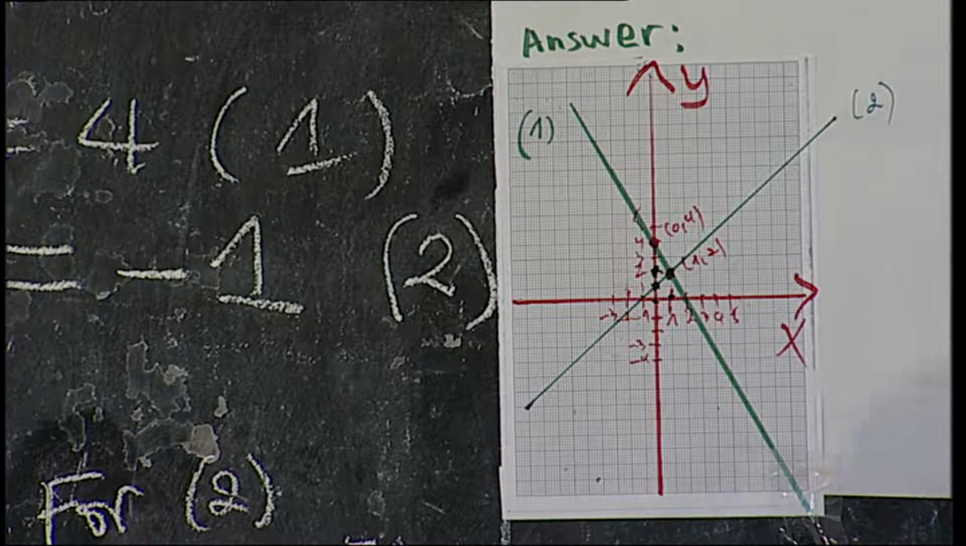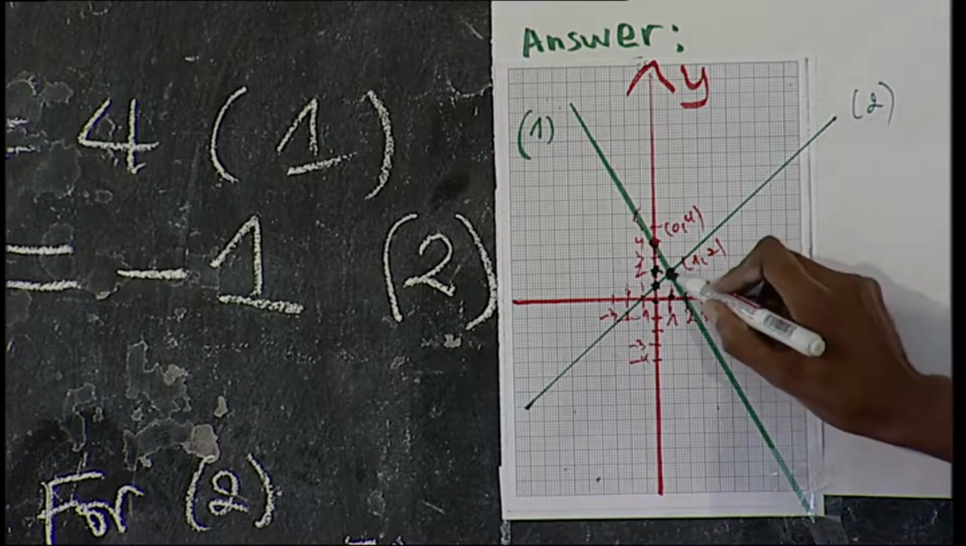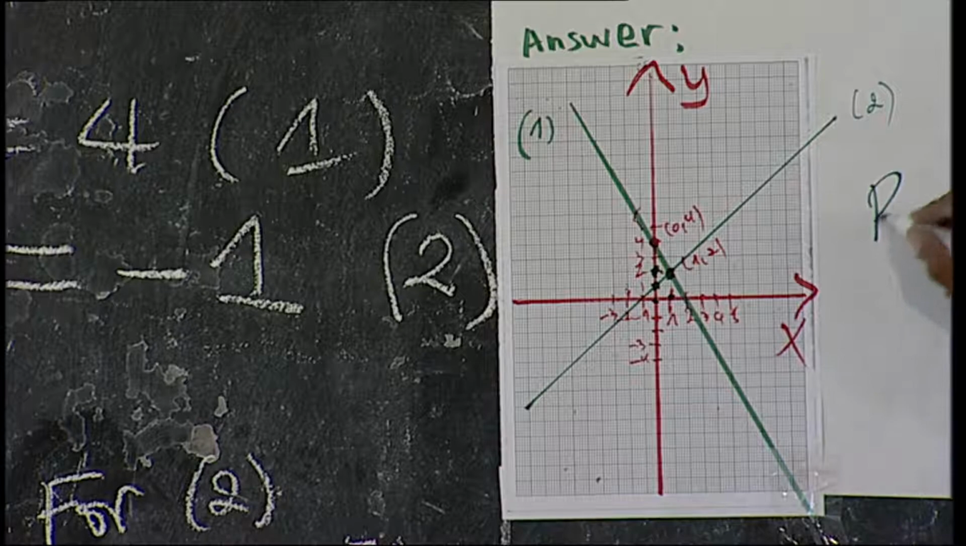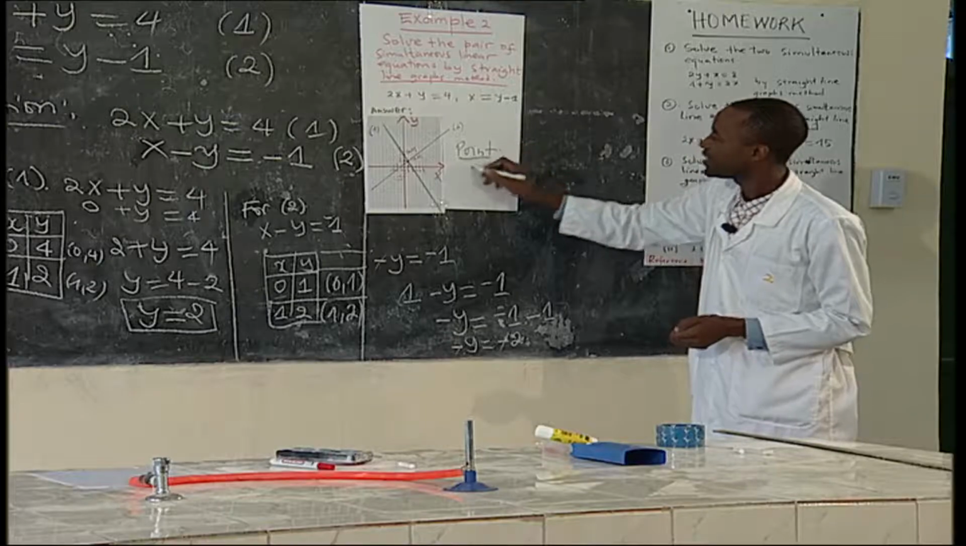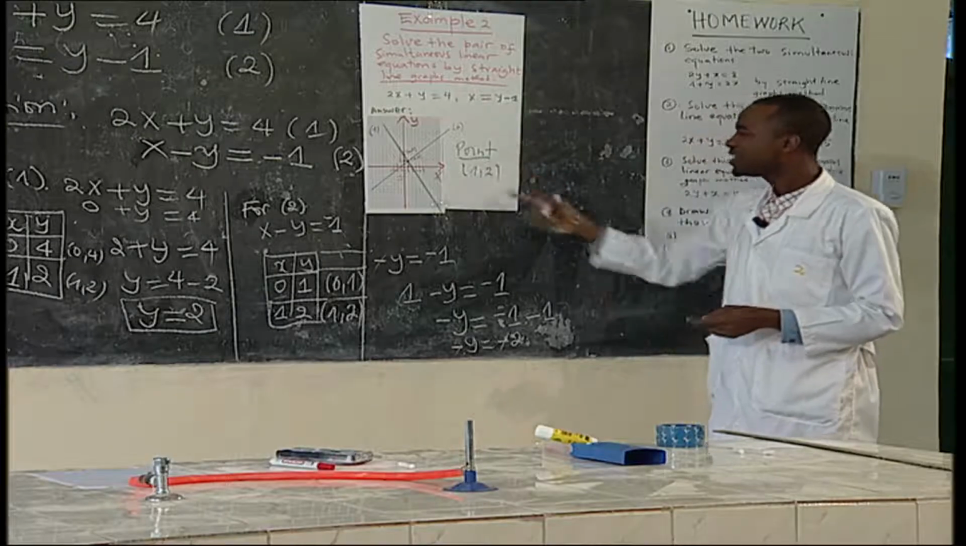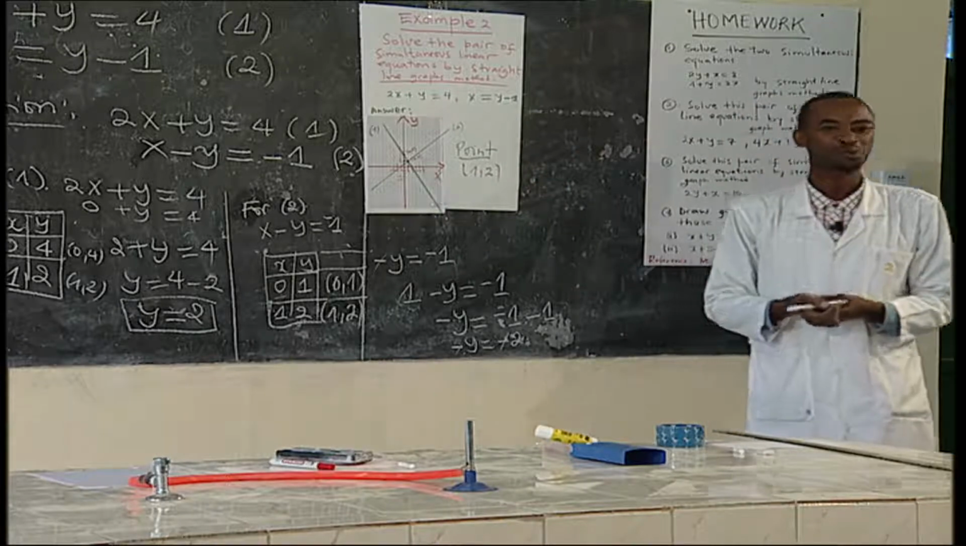Now, it means the point where they are intersecting. What is the point of intersection? It is 1 and 2. This one helps us to solve all those 2 equations.